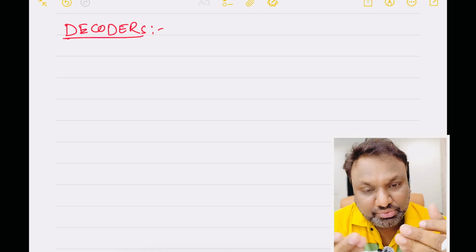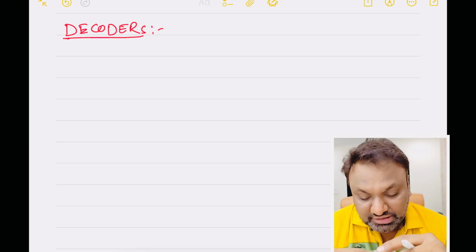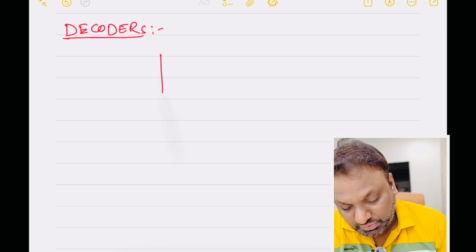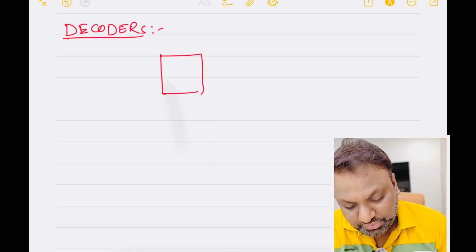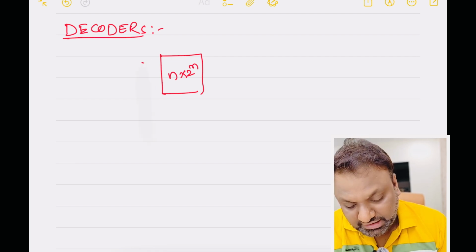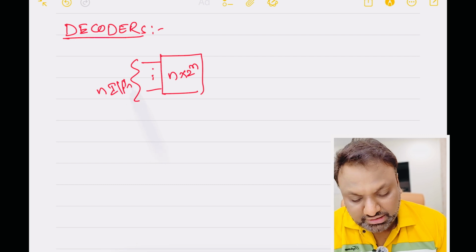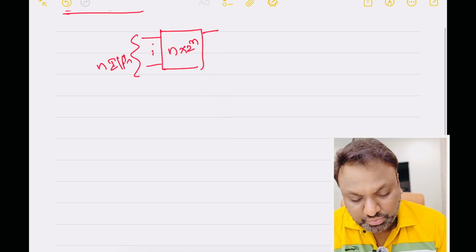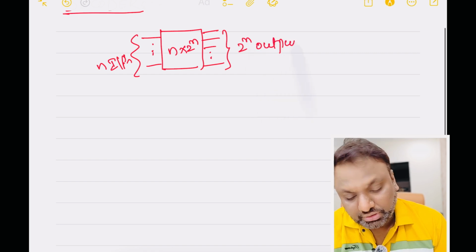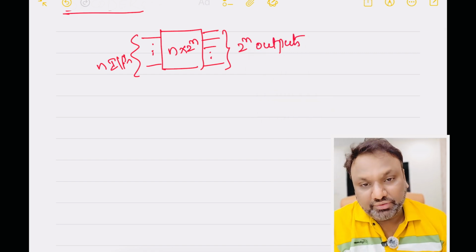A multiplexer has 2 power n inputs, n selector lines and 1 output. Similarly, a decoder is a digital circuit which has n inputs and 2 power n outputs. The decoder generates 2 power n outputs. Okay, n inputs and 2 power n outputs.